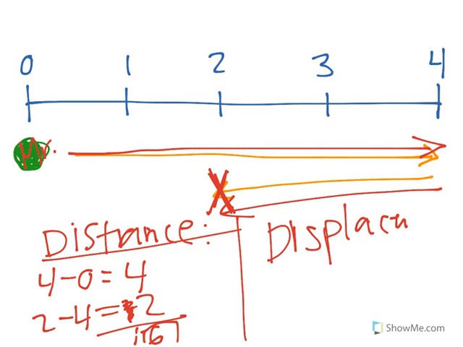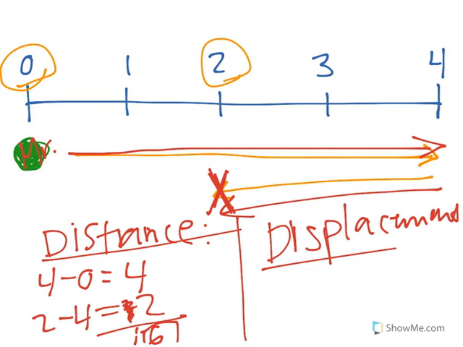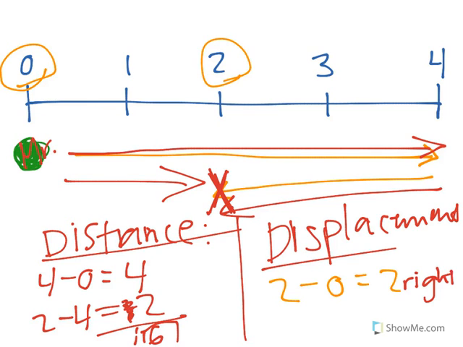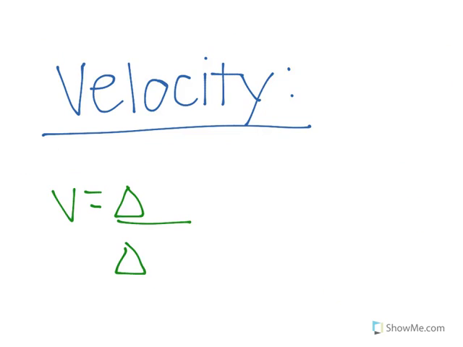That's a long word. Alright, if you can read that. We're only worried here about his starting point and ending point. So 0 and 2. His final position 2 minus initial position 0 is 2. And we'll notice that he moves in this direction, which is to the right. So 2 units right. This is displacement.